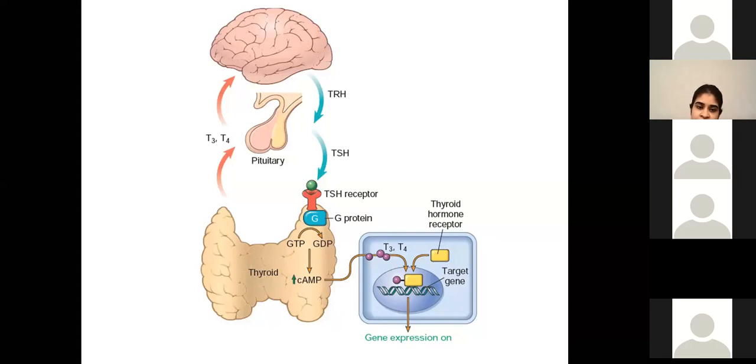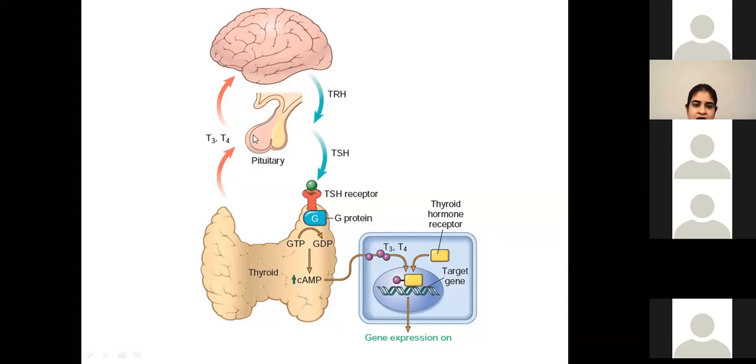Here again, we're talking about the same thing. TRH is released from the hypothalamus going on to the pituitary, which will release TSH. That TSH will again attach itself to the receptor on the thyroid, activating G protein. That G protein in turn will increase the levels of cAMP and cause the entire process to occur in which the thyroid hormones will increase. Then those thyroid hormones, T3 and T4 particularly, will go on to act on a cell and work accordingly.